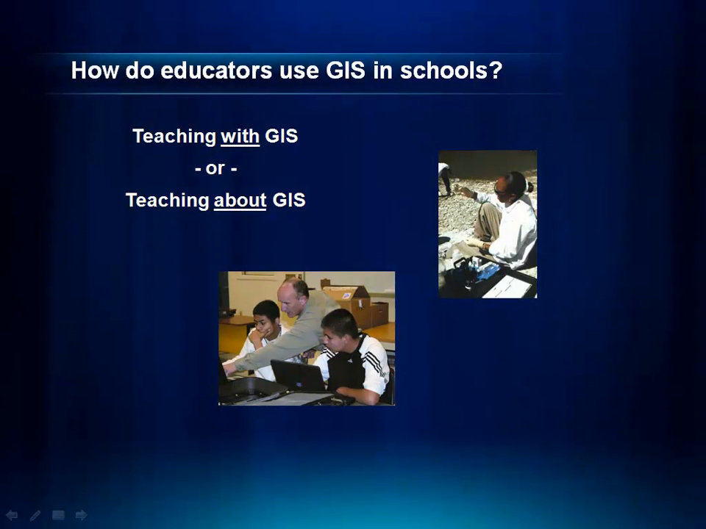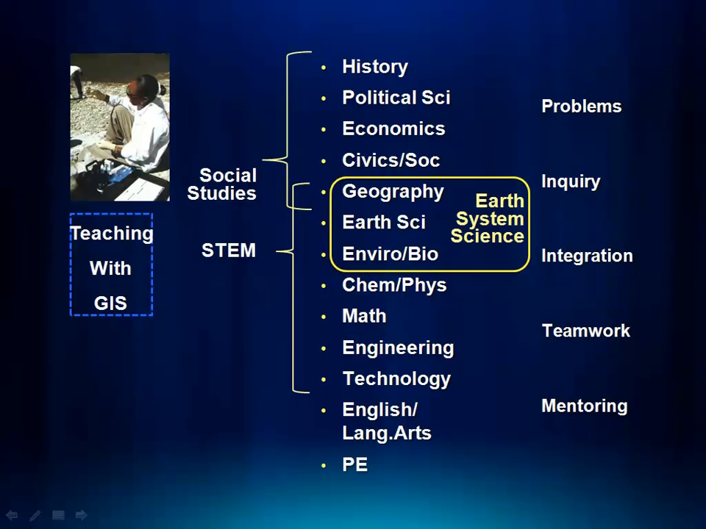So how do educators use GIS in schools? Well, think of it in terms of teaching with GIS or teaching about GIS. In teaching with GIS, you find people going through regular classroom content in social studies and STEM areas particularly, and trying to engage GIS in the conduct of what they do.